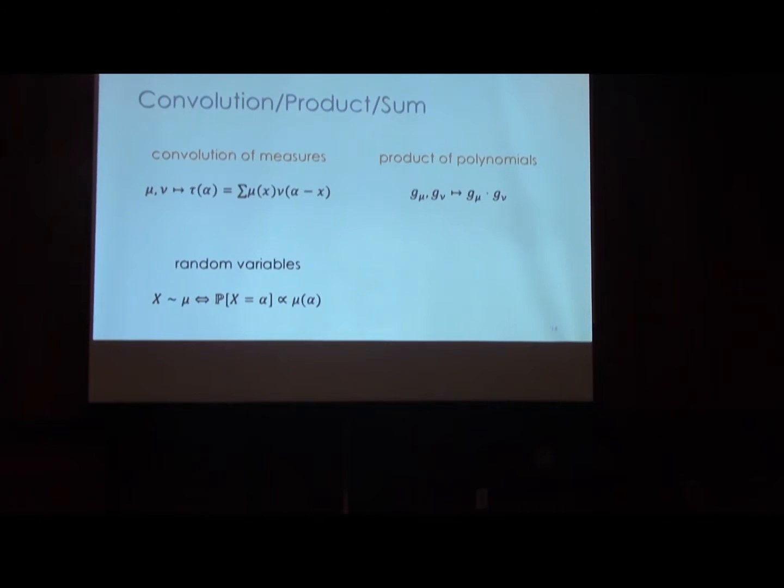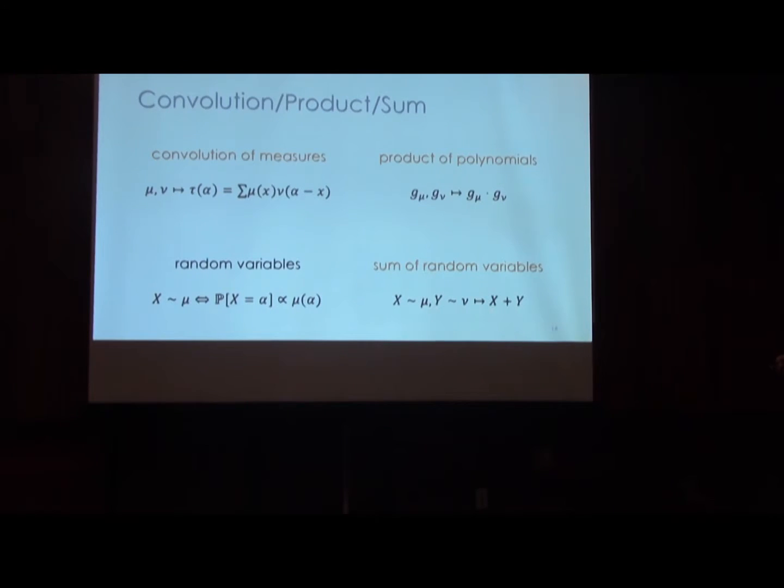And if you think of measures in terms of random variables, so for a measure, I'm going to assign a random variable which takes the value of alpha with probability that is proportional to the measure at alpha. Okay, so normalize it so that the measure becomes a probability distribution, and that gives you the probability distribution of your random variable. In terms of random variables, taking the convolution or the product of the generating polynomials translates to taking the sum of independent copies.